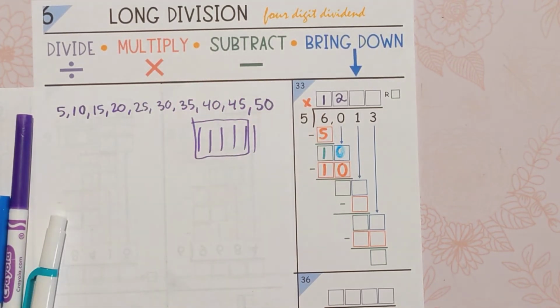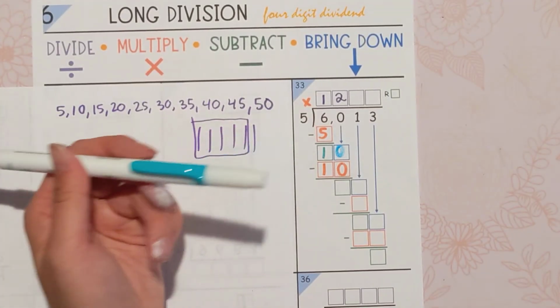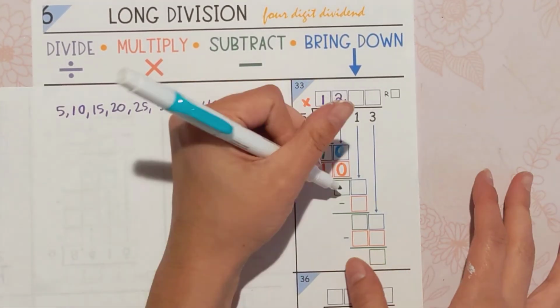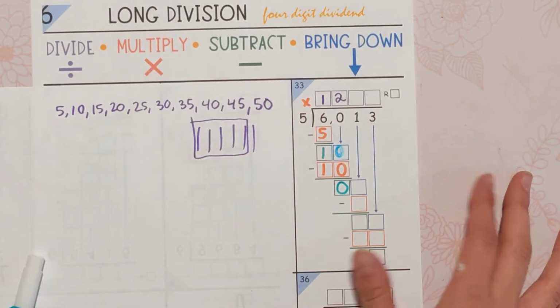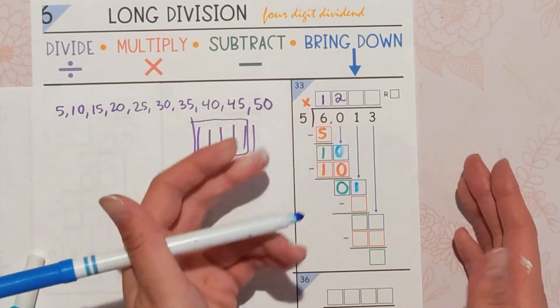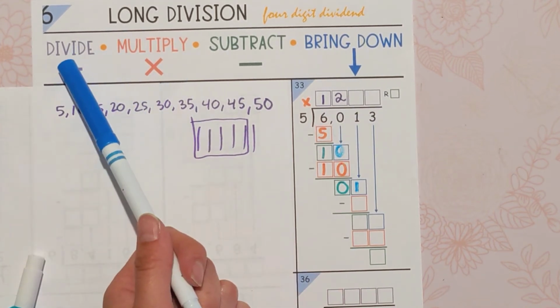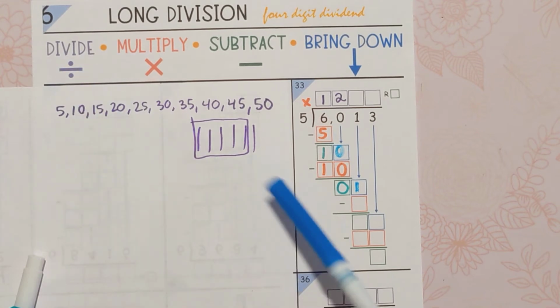Now we're going to subtract. What are we subtracting? It's this here. It's 10 minus 10, which happens to be nothing. So we put a 0. All right, now we're going to bring down our 1. This is where it gets interesting. What are you going to do next? Well, what is the next step? The next step is to see how many 5s fit into 1.